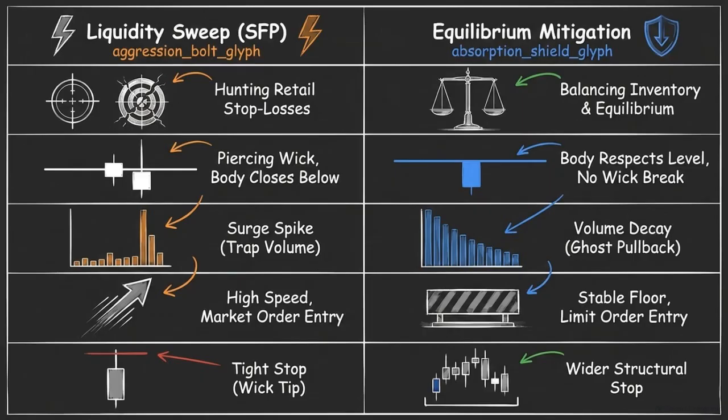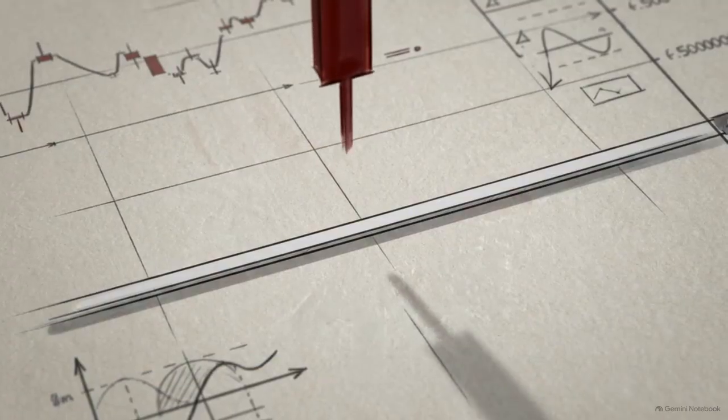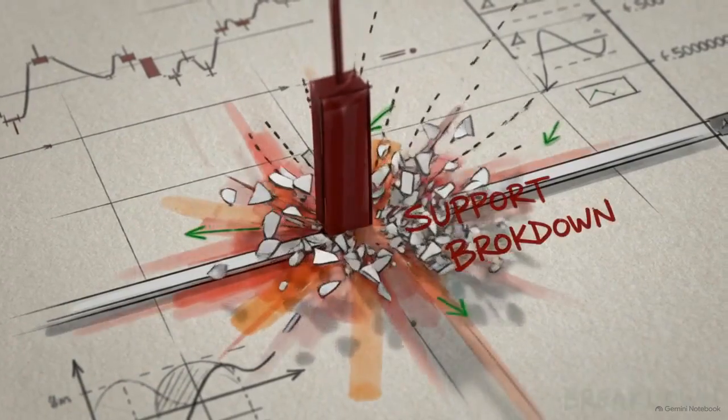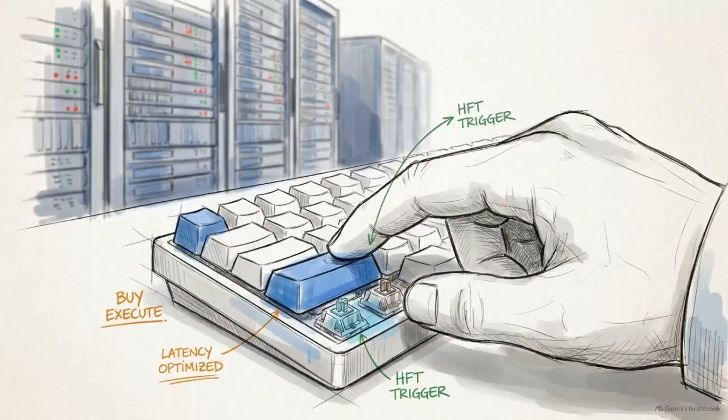This leads to the execution rules. SFPs require market momentum entries, while mitigations allow for passive limit orders at the midpoint. Risk management shifts from tight, wick-based stops in a sweep to wider, structural stops in a mitigation. By focusing on velocity and volume signatures, traders can move past the limitations of simple support and resistance lines. Distinguishing between trapped stops and reloaded books provides the mechanical precision necessary to execute alongside institutional capital.